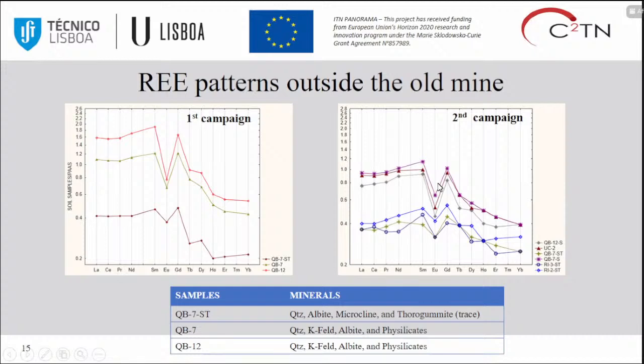The last group is outside of the old mine. In the first campaign, we collected two samples outside of the old mine. They are both in different locations and have similar rare element patterns. We suppose this pattern is from the parent rock, and the samples correspond to a similar geological unit. In the second campaign, we decreased the amount of samples, and have similar behavior. And this part corresponds to the street sediments from the mining, which have the lowest rare element concentration.